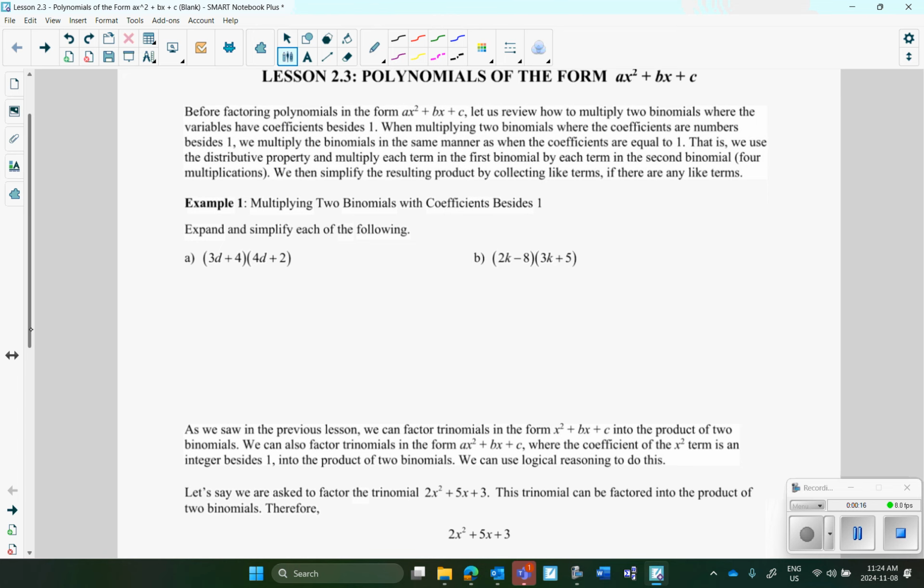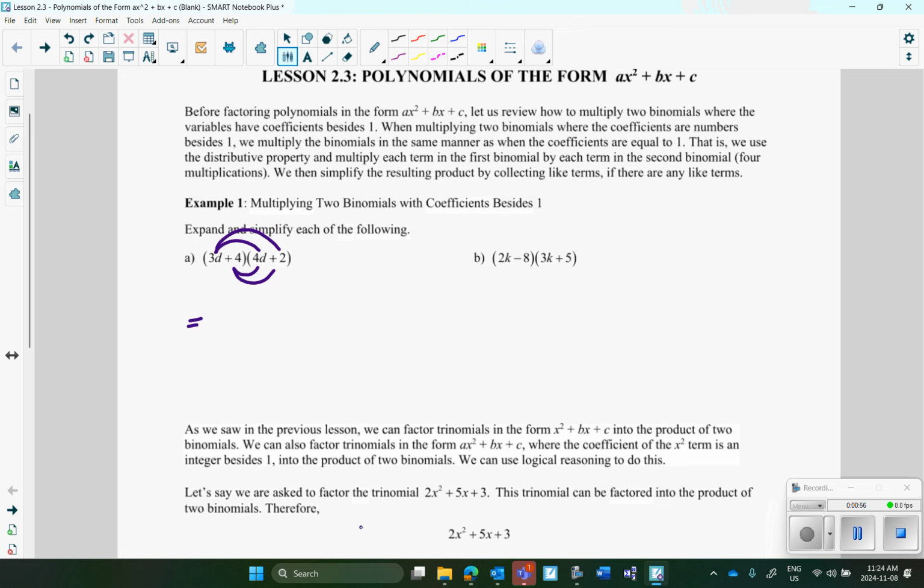Yesterday, we actually looked at this type of factoring, but didn't really go heavily into it, okay? But I did give you questions like this that you were able to do, where I gave you two binomials to multiply, and you recognized you had to do 4 multiplications. So for example, 3d plus 4 times 4d plus 2, we take the 3d, multiply it by everything in the second set, go back and take the 4 and multiply it by everything in the second set, and then simplify.